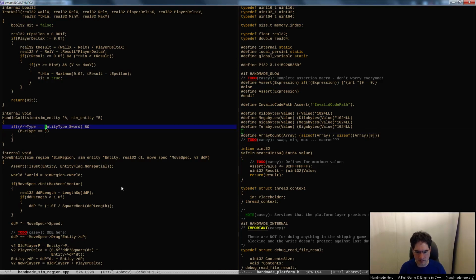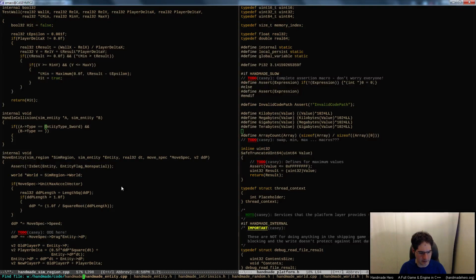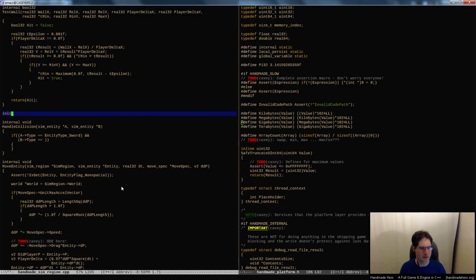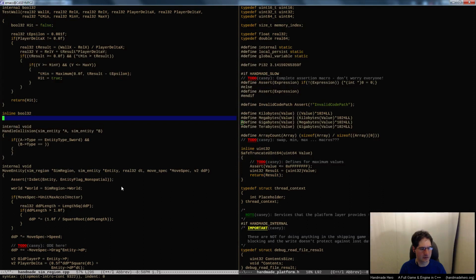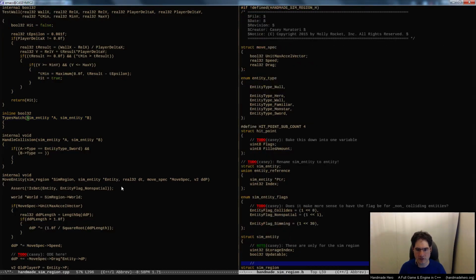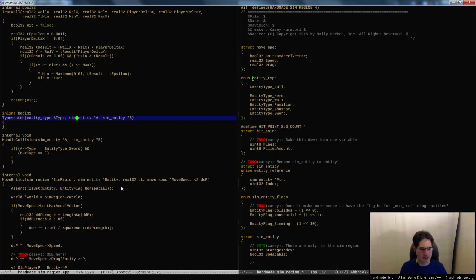Where is my entity type, let's see here, handmade, oh, and you know what I could do? I can make this even better. Let's do inline bool32, if types match. And that will basically say we'll pass the A and the B, and we'll pass the types that we want them to be. So let's go ahead and look at our sim region type here. So these were entity type A type, entity type B type.